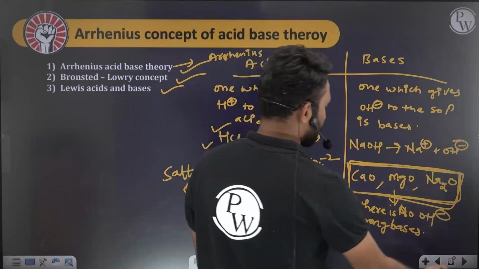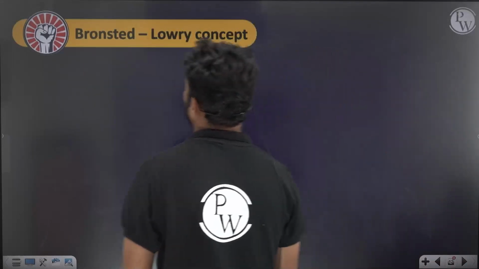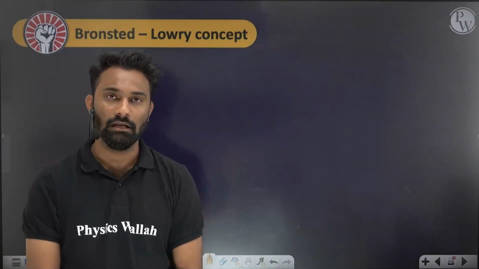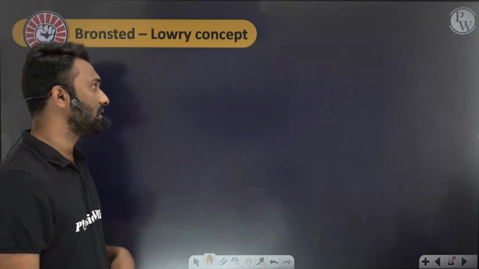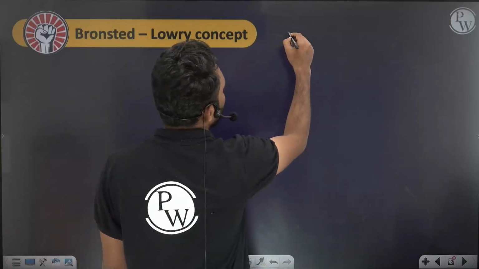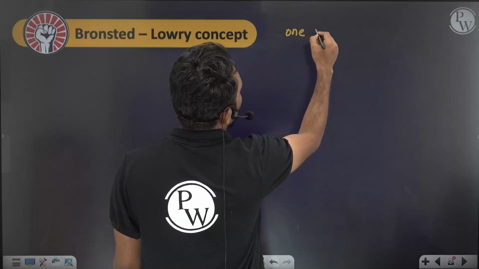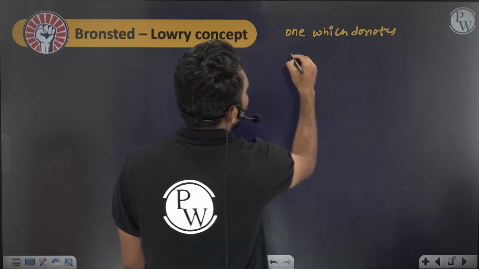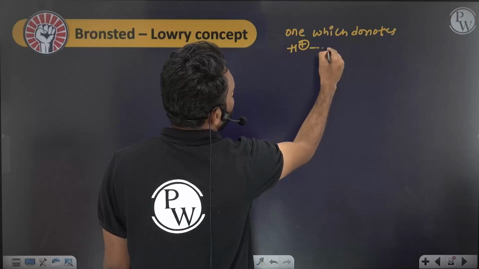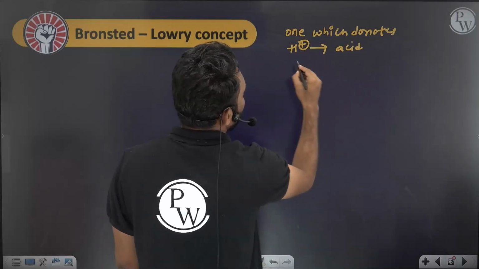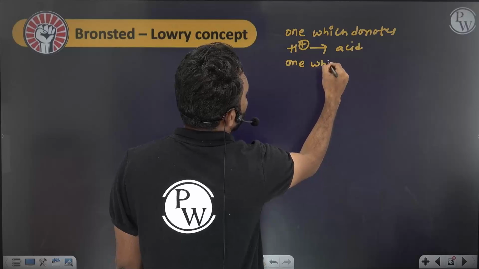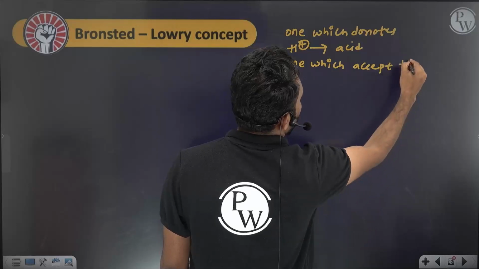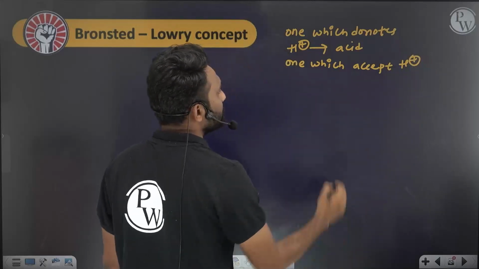Next, Bronsted-Lowry acid-base theory. Now, what does it explain? The one which donates H plus is an acid. The one which accepts H plus is a base.